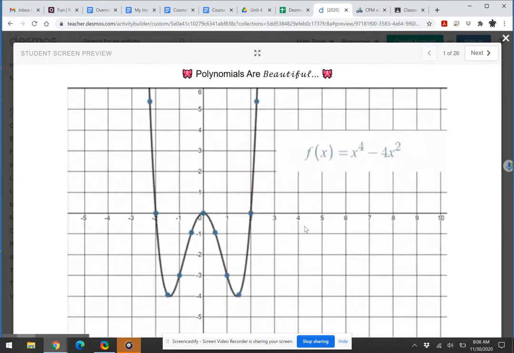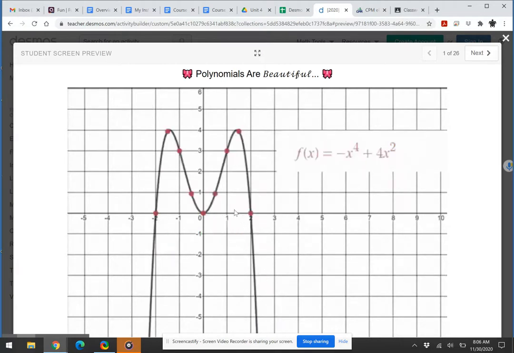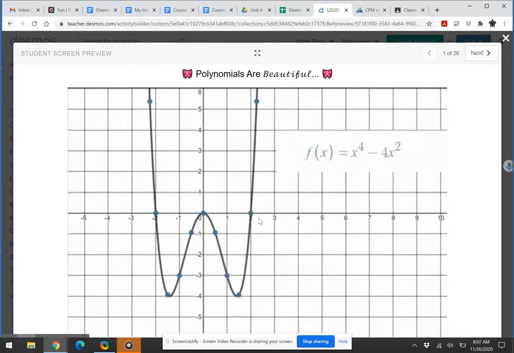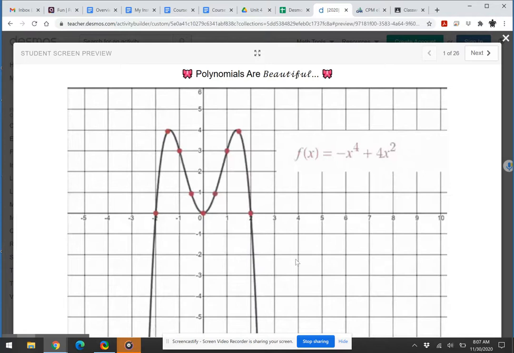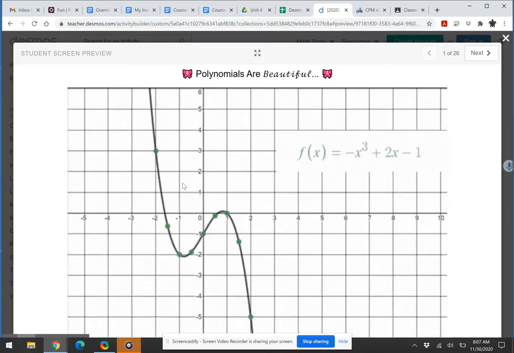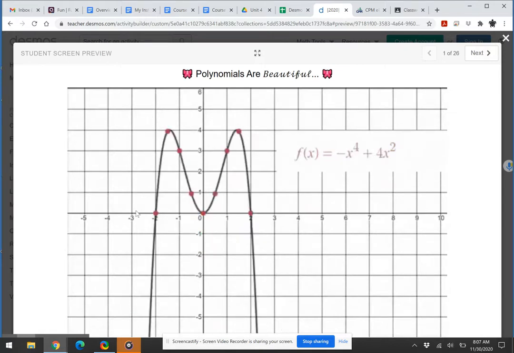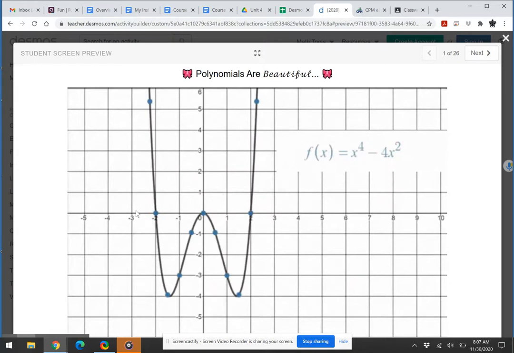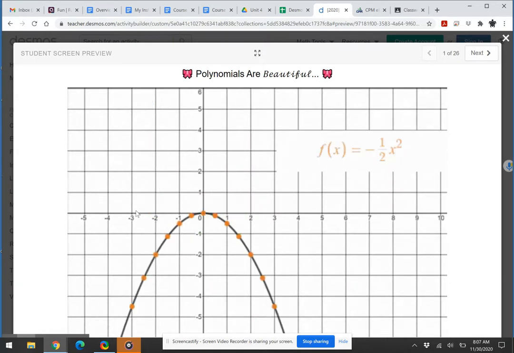Now, the other thing to pay attention to is which way the arms are going. In this case, there's a right arm and a left arm. You can think of the arms as the way the function is going as x goes to positive infinity, which is out to the right, or negative infinity, which is out to the left. That all depends on the leading coefficient, which is either going to be negative or positive.